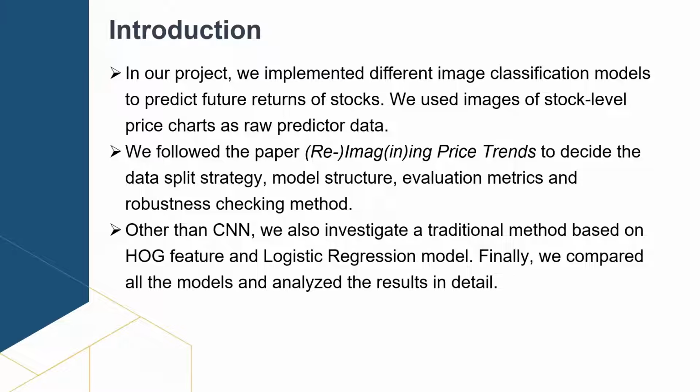For the introduction, in our project, we implemented different image classification models to predict future returns of stocks. We use images of stock level price charts as the raw predictor data. And our work followed the paper Reimaging Price Trends to decide the data split strategy, model structure, evaluation metrics, and the robustness checking method. And other than the CNN model, we also investigate a traditional method based on HOG feature and logistic regression model. And finally, we compared all the models and analyzed the results in detail.